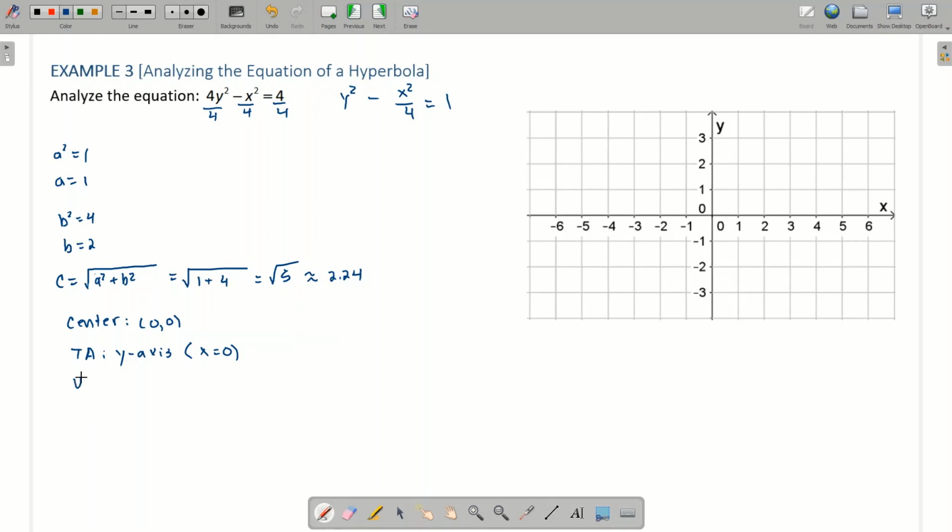All right, we can do the vertices. So if this is our center, the distance to a vertex is a, so we would just go up 1 unit to get to a vertex. We could go down a unit to get to the other one. I guess we can write those down. That is 0, 1, and 0, negative 1.